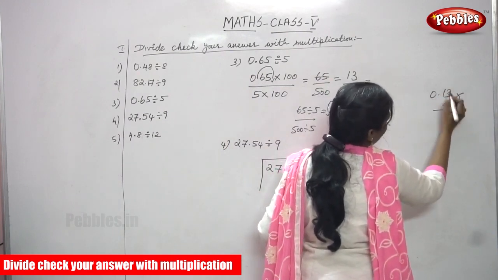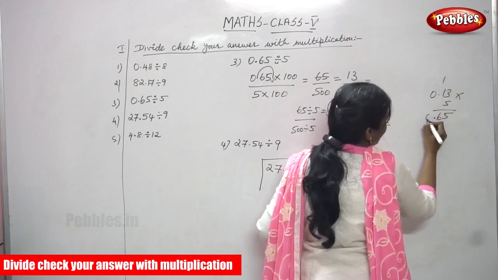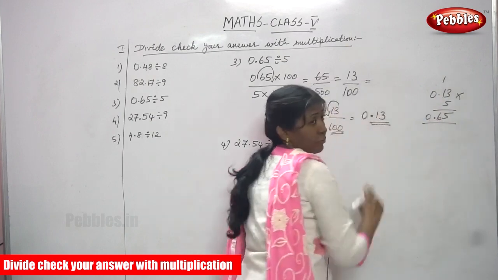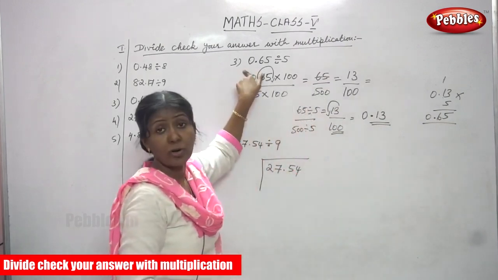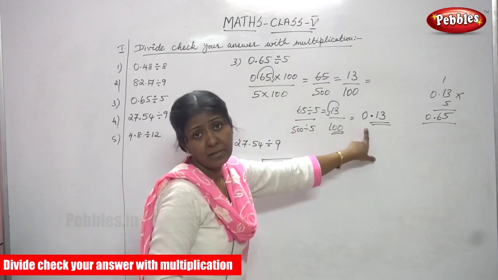5 3s are 15, carry 1. 1 5s are 5, 5 plus 1, 6. After that you must put a point, then you must add 0 in front of the point. You got the question, that is the dividend. So the answer is exactly right.